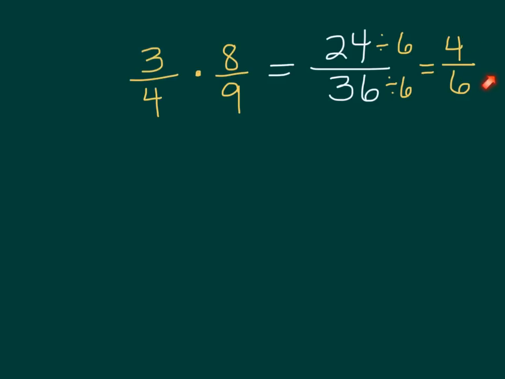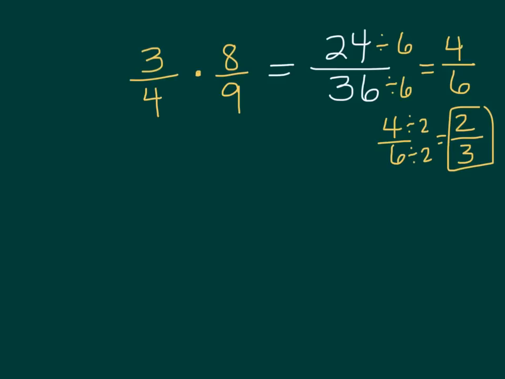Now I need to look at that fraction. That is not simplified. 4 and 6, 2 goes into both. If I do 4 divided by 2, I get 2. 6 divided by 2, I get 3. So my final simplified answer is 2/3.